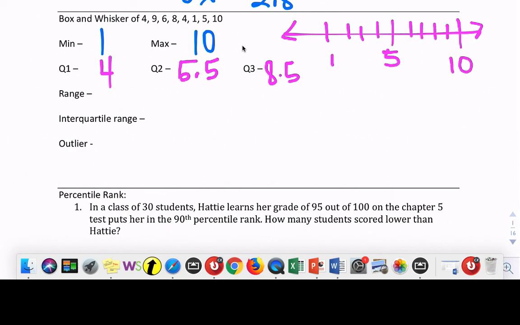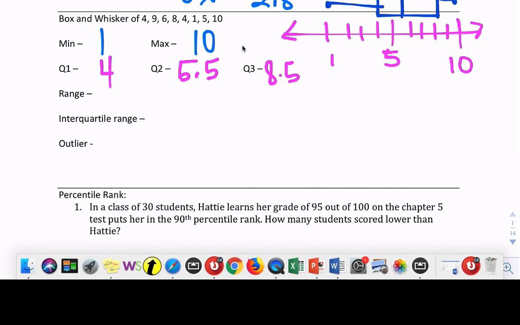To make a box and whiskers plot, I'm going to put dots at the min and the max. So at 1 a dot, at 10 a dot. I'll put lines for Q1, Q2, and Q3. So at 4 we draw a line, 5.5 we draw a line, and at 8.5 we draw a line. So we can see that this data is not spread out very far, and so there's your box and whisker.